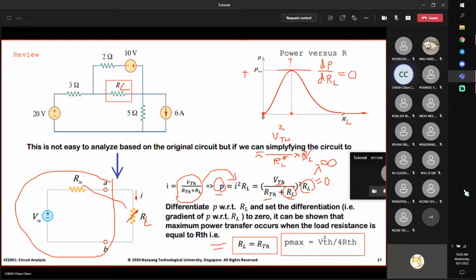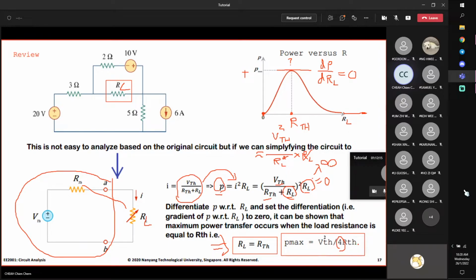Then it can be shown that by solving these equations, my RL should be equal to RTH. It basically means that when my load resistance is equal to the Thevenin's equivalent resistance, then there will be maximum power. It occurs at this point. And the maximum power is VTH squared divided by 4 RTH.